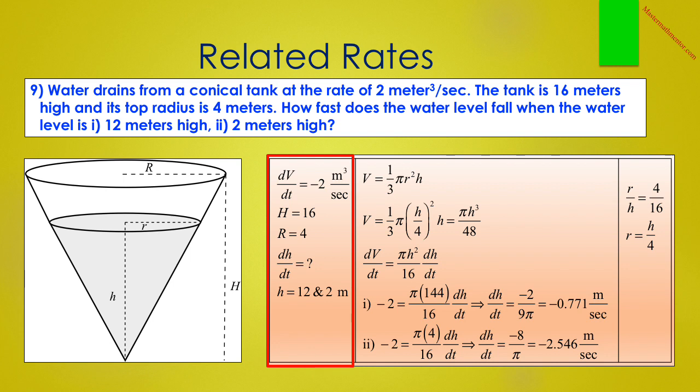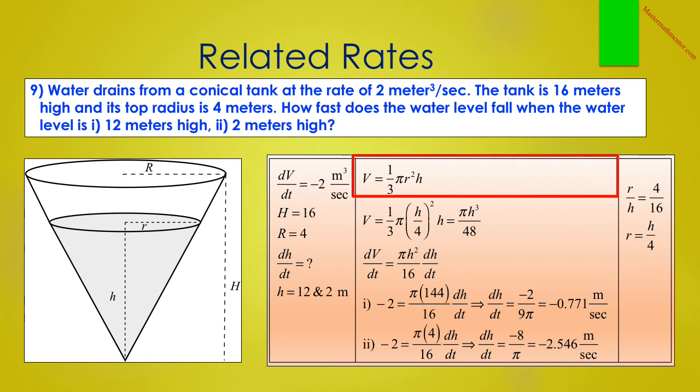Let's look at the table of variables. First, the fact that water is draining from the conical tank at 2 cubic meters per second is a measure of dV/dt, and since it is draining, it is negative. The tank is 16 meters high, so capital H is 16, and its top radius is 4 meters, so capital R is 4. We are interested in how fast the water level falls, so we want dh/dt. When the water level is first 12 meters high, that's a measure of h. So we want first h of 12 and then 2 meters.